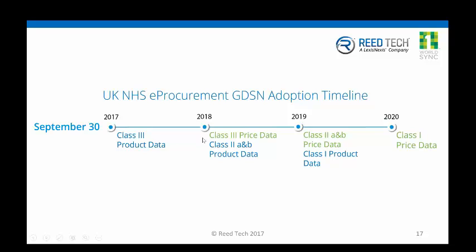Next year, in 2018, you will then have the Class 3 price data in addition to the product data for Class 2A and 2B products. September 30th of 2019, the price data for the Class 2A and 2B products, and then start introducing the product data for Class 1 products. I'm saying product a lot, I hope it's not too confusing. And then finally in 2020, the Class 1 pricing data to complete the wave of GDSN information supplied to the NHS for manufacturers of medical devices.